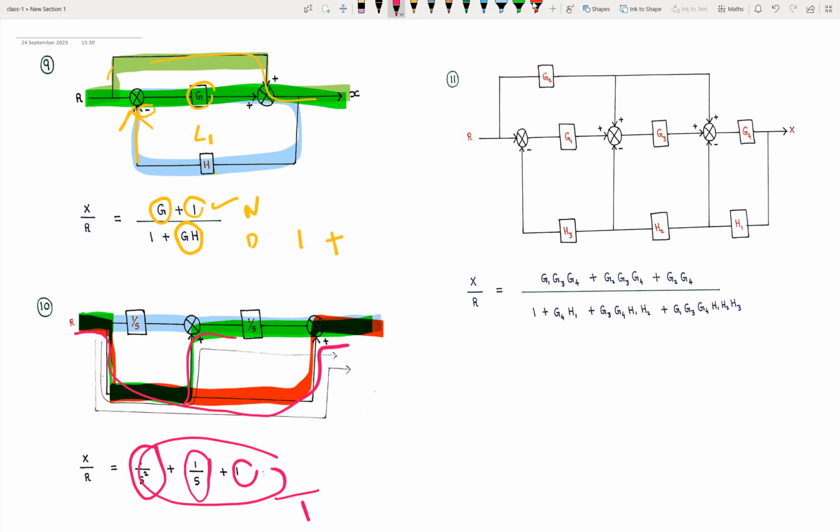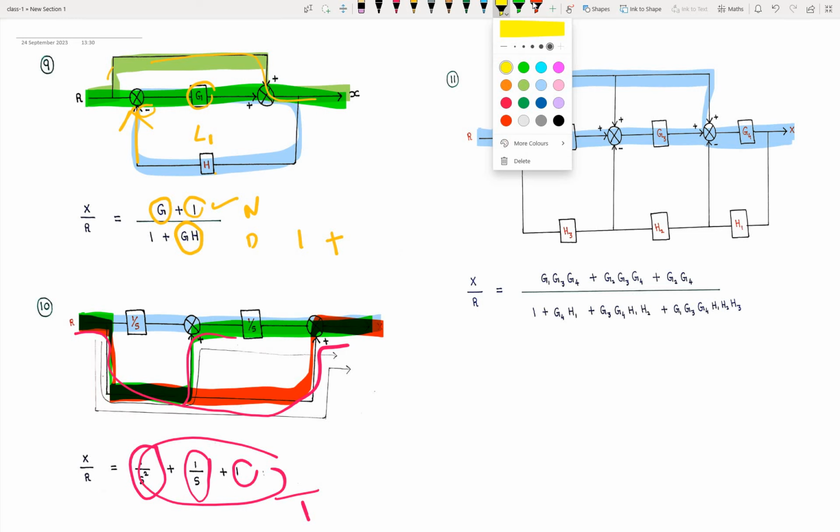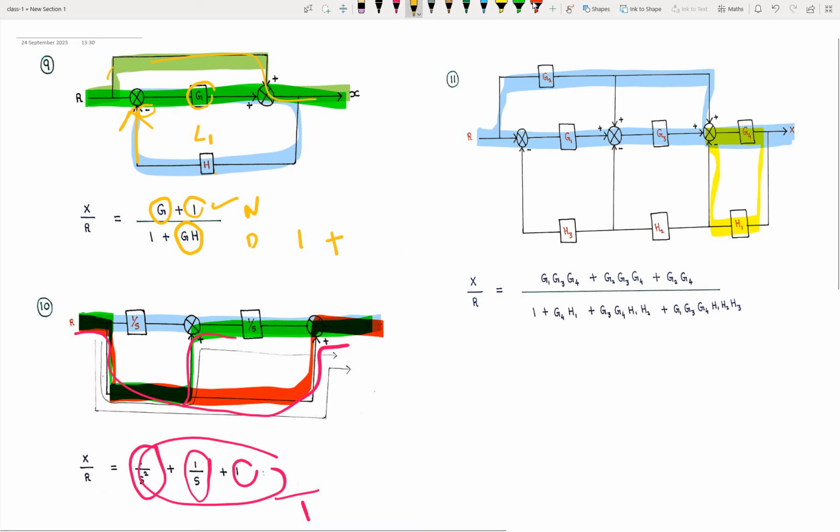Now coming to this question, in the same way we need to find the forward paths and loops. There are only two forward paths here. So this is one forward path and this is one more forward path. Now we need to find the loops. The first loop is this one. Let me name it as L1. The next loop is this one. Let me name it as L2.